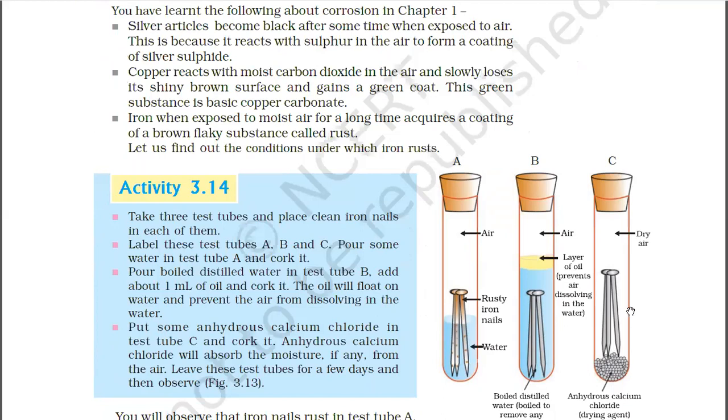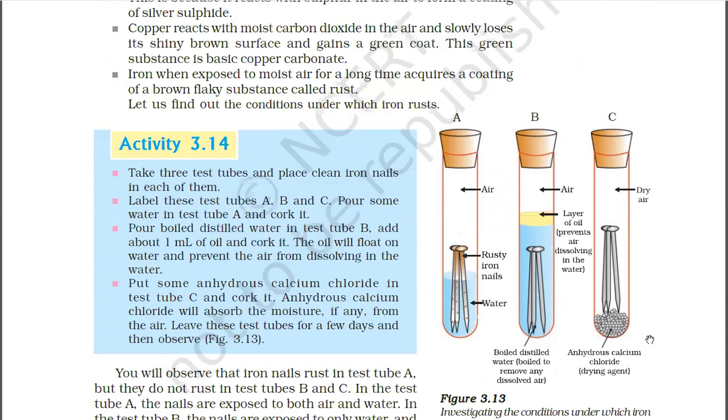So let us find out the conditions under which iron rusts. Activity 3.14. Take 3 test tubes and place clean iron nails in each of them. Label these test tubes A, B and C and pour some water in test tube A and cork it. Pour boiled distilled water in test tube B. Add about 1 ml of oil and cork it. The oil will float on this water and prevent the air from dissolving in the water.